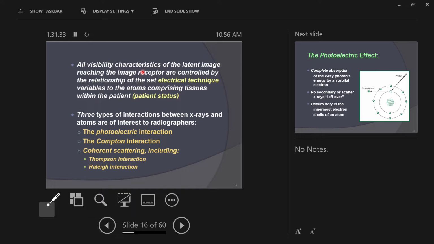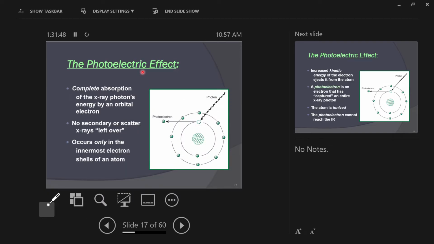Okay. So remember, the X-ray beam can either be completely transmitted without interacting with anything. That's pretty rare, okay? Or it has some interaction with a tissue atom, with an atom in the body's tissue. So the first type we're going to talk about is called the photoelectric interaction.